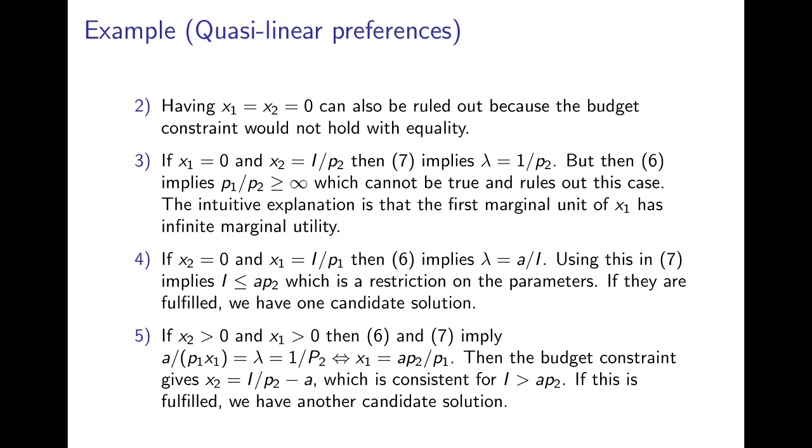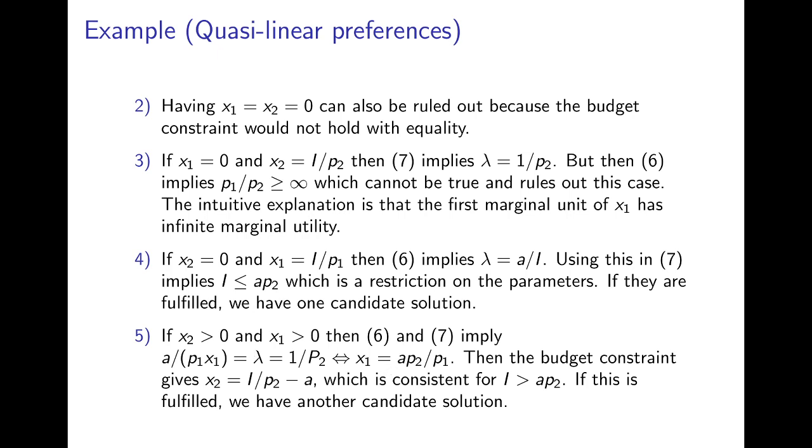So this case can also be ruled out, and the intuitive explanation for that is actually that good 1 has this first marginal unit of consumption that implies infinite marginal utility. So actually here it would never make sense to consume nothing of good 1 and all of everything of income on good 2, because good 1 actually comes with this property that it is a necessary good in the sense that you cannot consume nothing of it. So we can also rule this solution out.